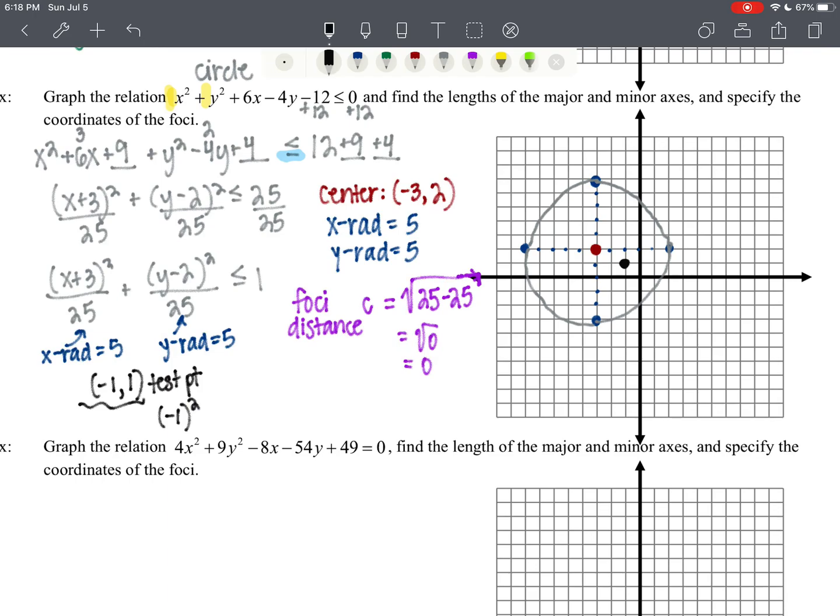Negative 1 squared plus positive 1 squared plus 6 times negative 1 minus 4 times 1 minus 12 has to be less than or equal to 0 to make that true. 1 plus 1 is 2. 2 minus 6 is negative 4. Negative 4 minus 4 is negative 8. Negative 8 minus 12 is negative 20. Negative 20 is most certainly less than or equal to 0. Therefore, we are shading inside the circle.